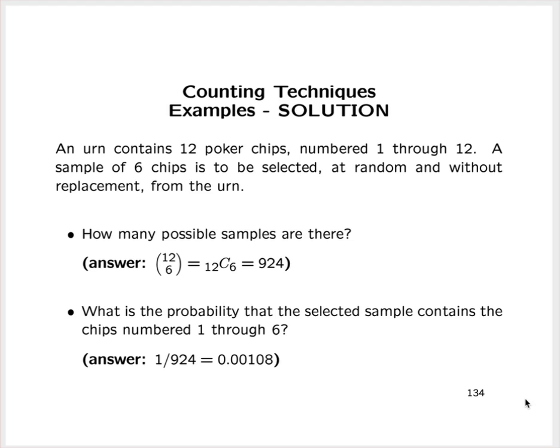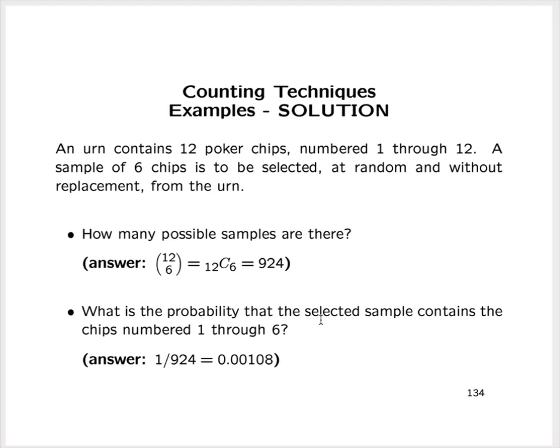Now, what is the probability that the selected sample contains the chips numbered 1 through 6? Well, because we're selecting at random, what that implies is that all possible samples, all of these 924 samples, are equally likely. Right? And so the probability that we're looking for here is going to be equal to the number of ways that this event can occur divided by the total number of possible samples.